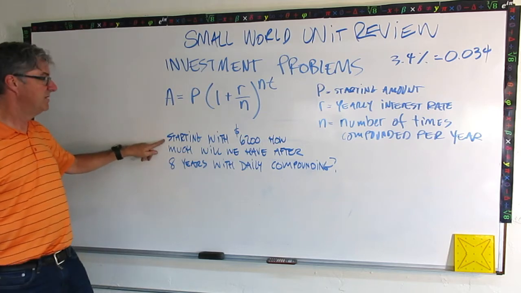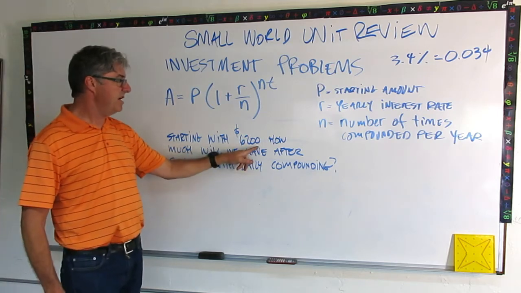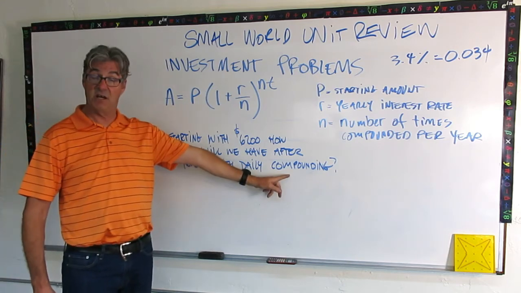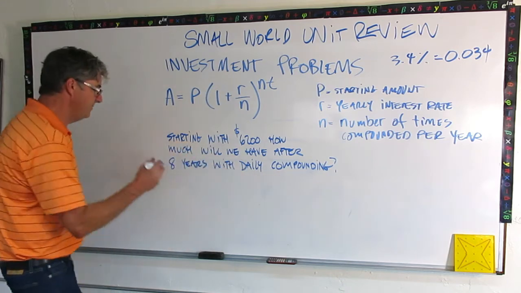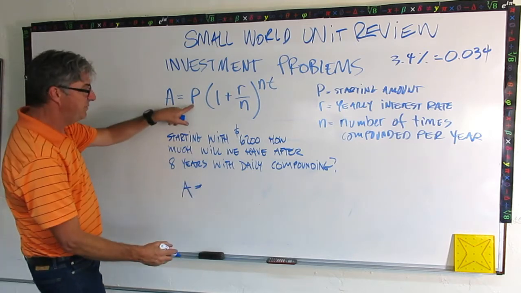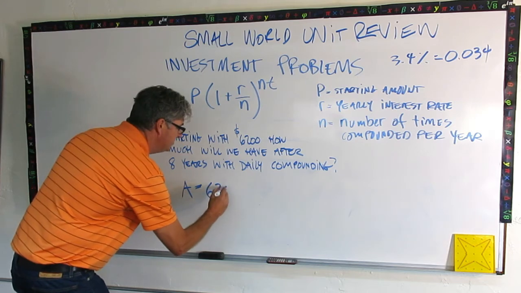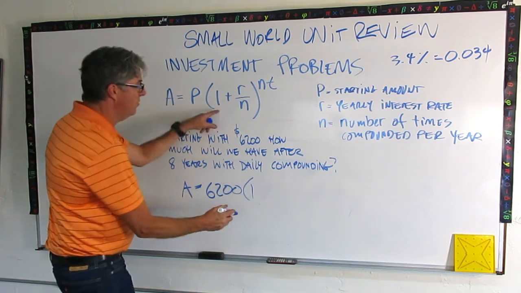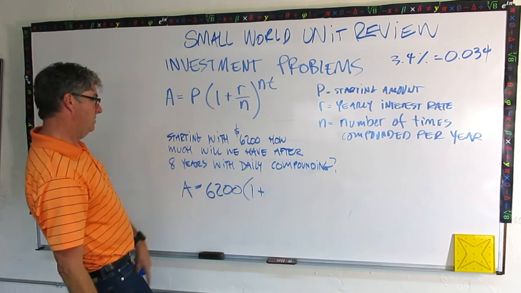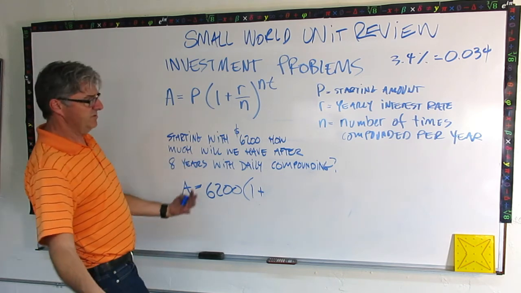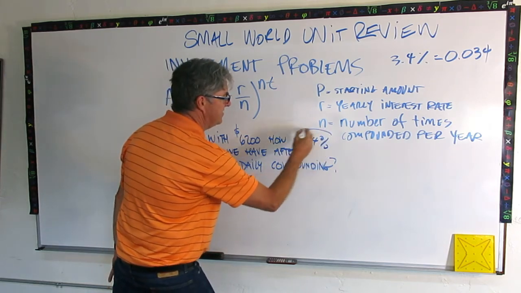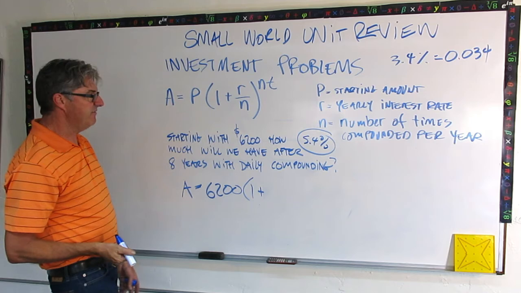So here's a typical problem. Say you start with $6,200. How much will you have after 8 years with daily compounding? Okay, so let's set that up. A, we don't know what that is. That's what we're trying to find. But A is equal to P, which is our starting amount, 6,200 times 1, that's our 1, plus our interest rate. What is it? I didn't give an interest rate. What should we do? Let's do 5.4%. Okay? That's our interest rate. Sorry, I left that out, but we can add it right now.